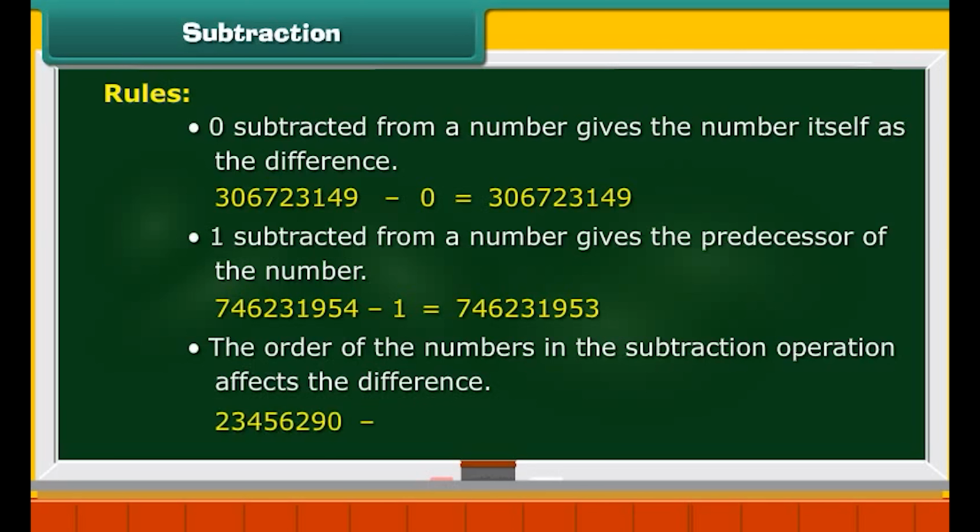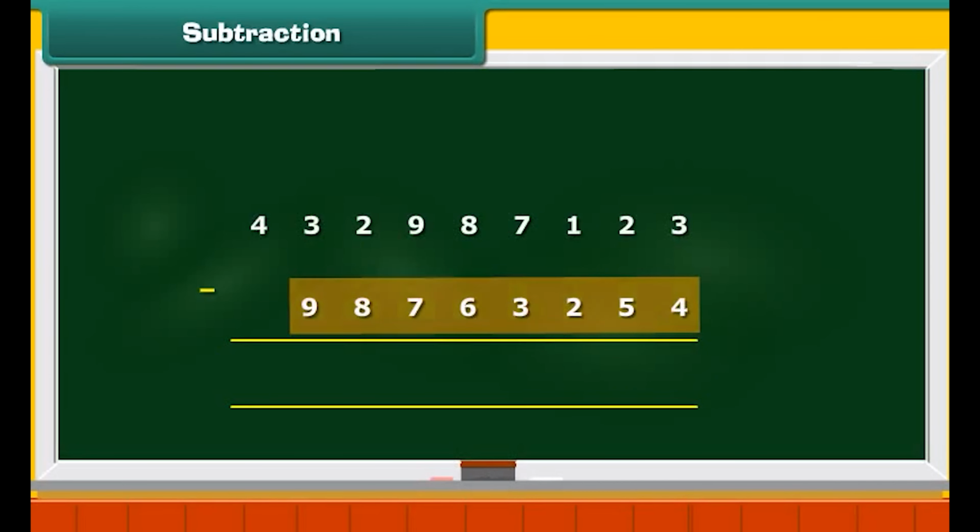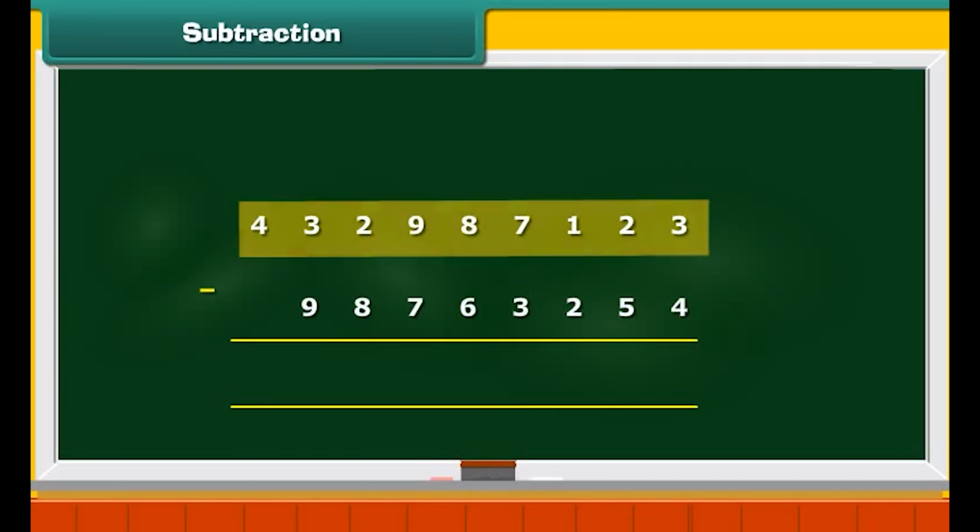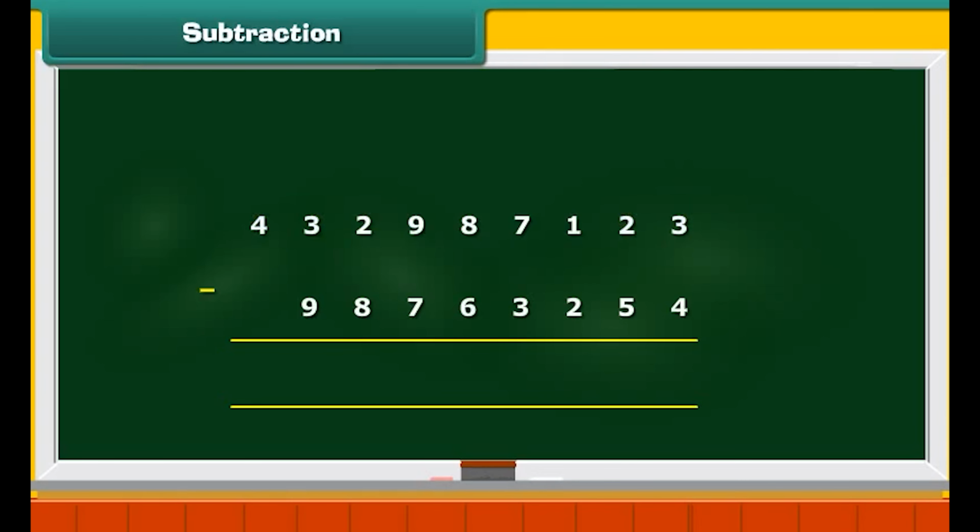23456290 minus 12098045 is not equal to 12098045 minus 23456290. Let us now perform subtraction on large numbers. Subtract 98763254 from 432987123. Draw the Indian place value chart.